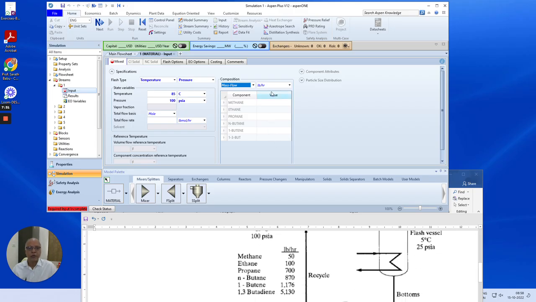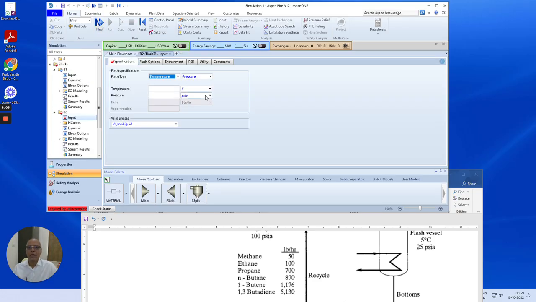So we can see the mass flow: methane is 50, ethane is 100, then propane is 700, then 870, 1176, then 5130. Right? So we have specified the input stream. Now we are required to specify the block. No other streams are required to be specified. So go to the next input.